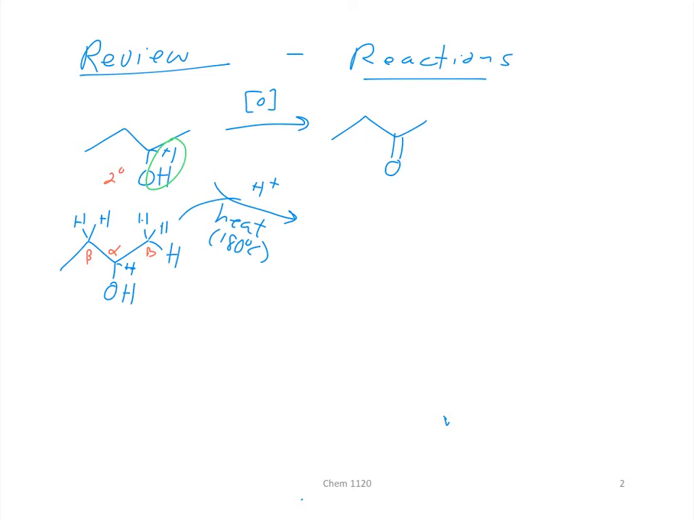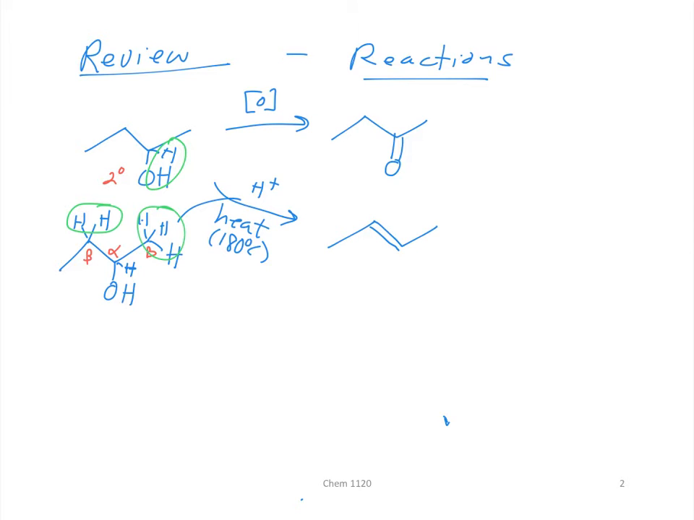So we have 2 possibilities. Both of the beta positions have hydrogens, so the double bond can form to either side. If we count these out, we've got 4 carbons: 1, 2, 3, 4. In one case, the double bond is forming in the middle of that 4-carbon piece. The other one is going to be forming to the end.